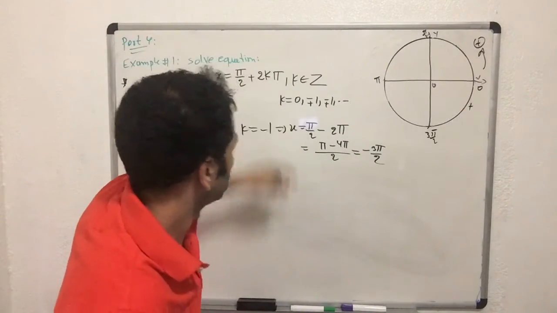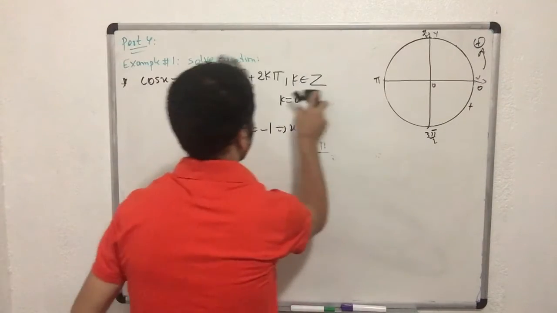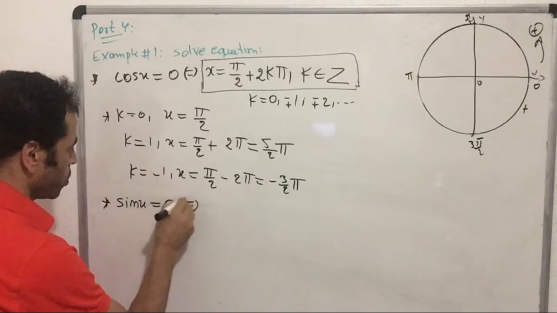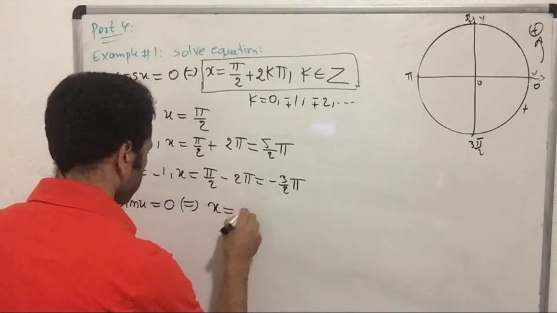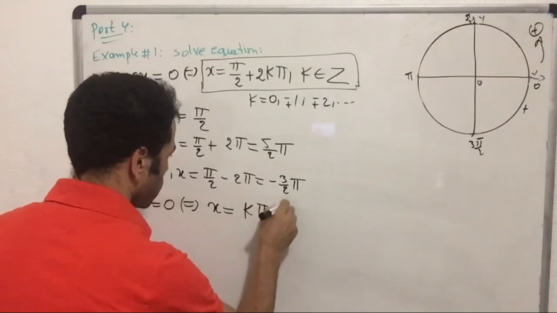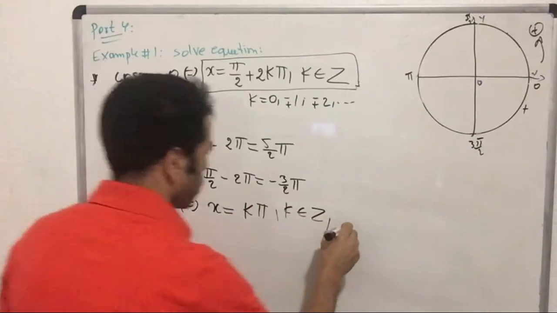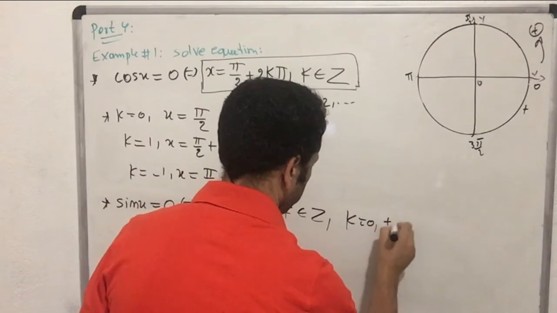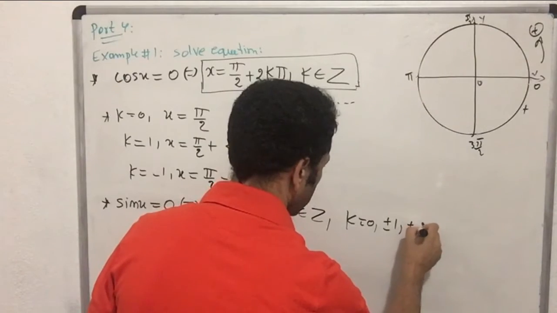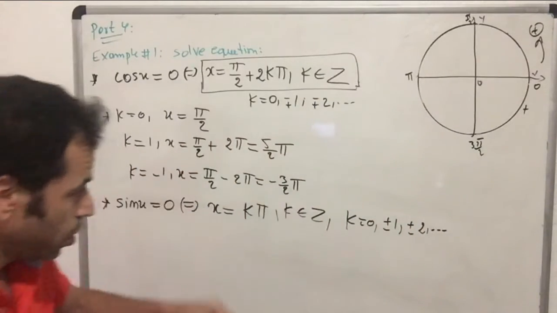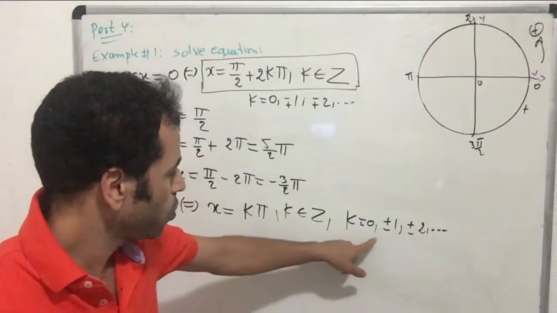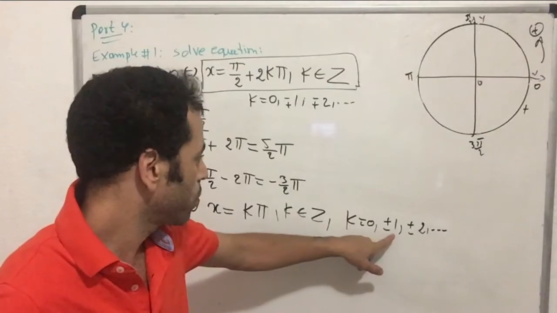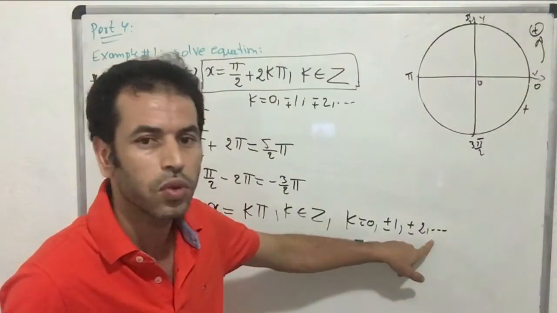So let's move on to another example. Sine x equal to 0. I'm going to solve this equation. x equal to k pi, where k is an integer. K could be 0, it could be positive or negative, and so on. K could be 0, it could be 1, or could be 2, or it could be minus 1, minus 2, and so on.